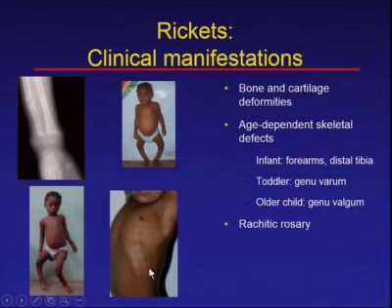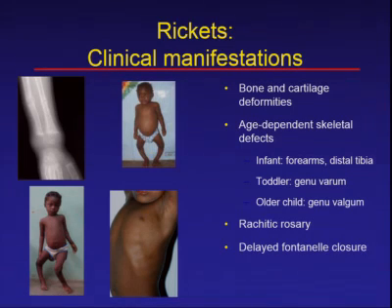This is the classic rachitic rosary that's described with patients with rickets. So this is flaring of the growth plates within the rib cage, within the ribs. You can have delayed fontanelle closure, once again due to poor bone development. And in some patients, this actually can be quite painful. They can have very significant distal bone pain.